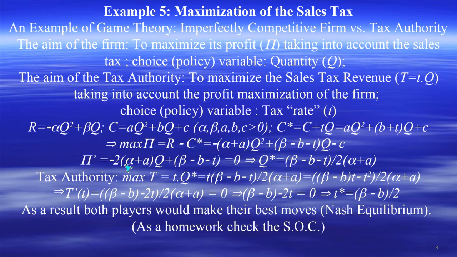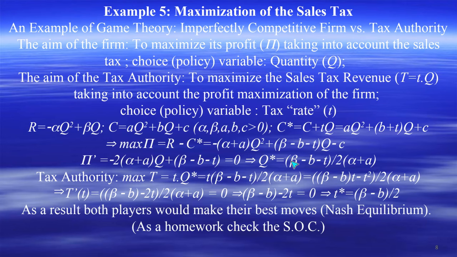You can put beta minus B minus T to the other side. It is minus times (beta minus B minus T), divided by minus 2 times (alpha plus A). The minuses annihilate each other. You are left with (beta minus B minus T) over 2 times (alpha plus A). All these coefficients are positive. Alpha and A are positive, their sum is positive, so 2 times (alpha plus A) is positive.